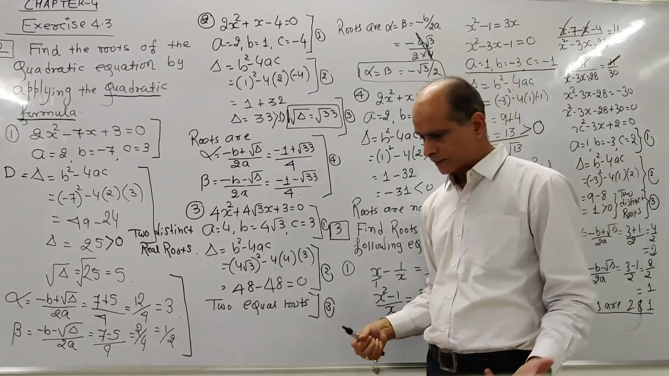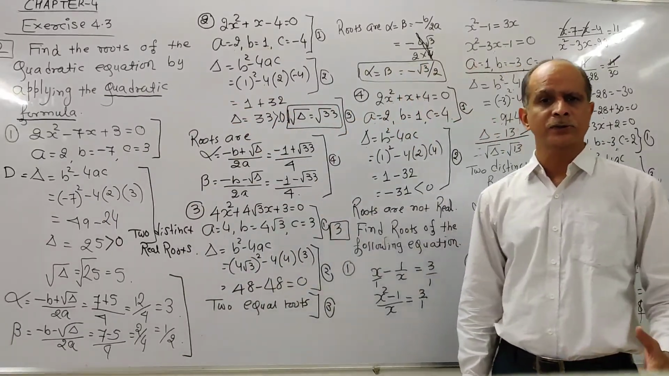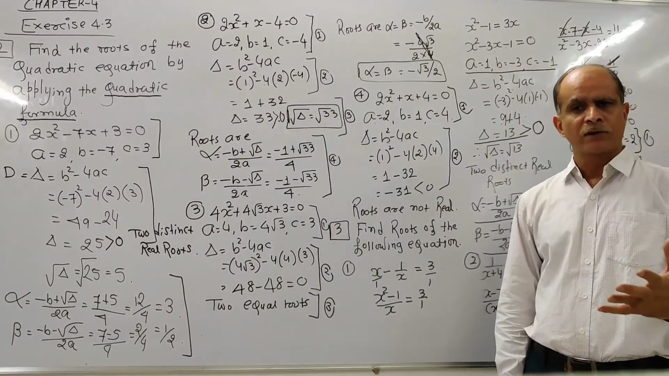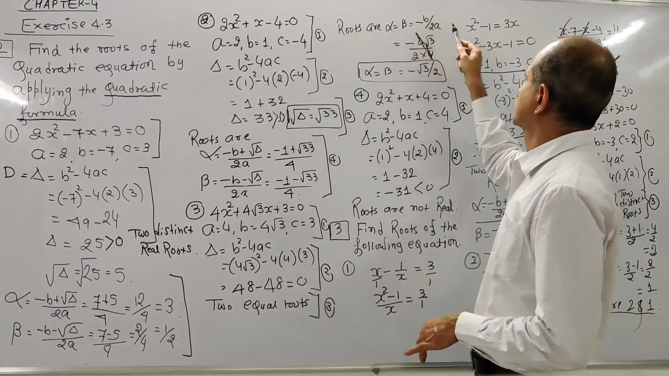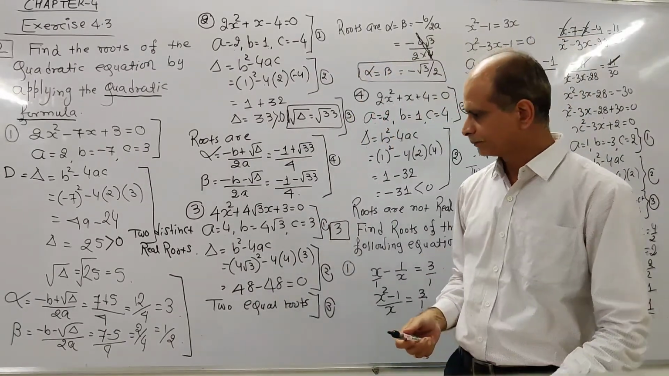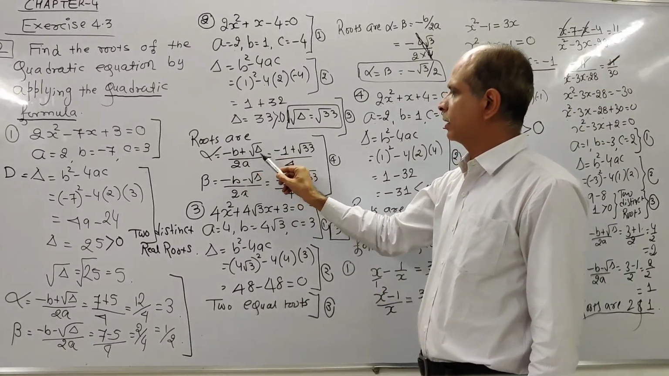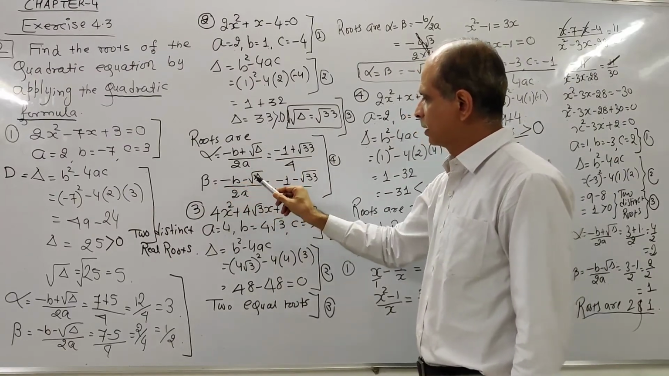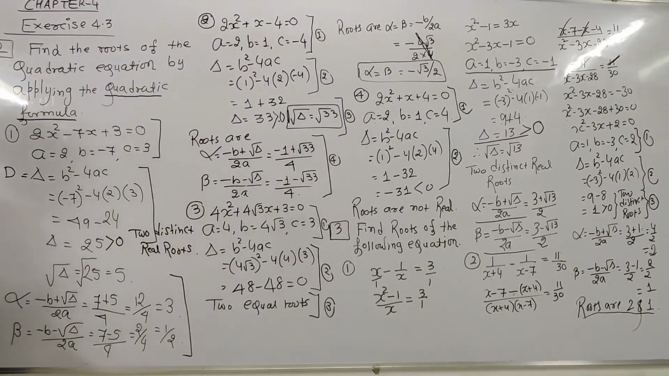You know type of roots means if delta is less than 0, write down no roots are there. If delta is equal to 0, write down 2 equal roots are there, and the value of the roots is alpha is equal to beta is equal to minus b by 2a. And if delta is greater than 0, you have to write 2 different roots are there, and the values of the 2 different roots are alpha is equal to minus b plus under root delta by 2a, and beta is equal to minus b minus under root delta by 2a. Well, in the next period we will start the 4th and 5th examples of exercise number 4.3.